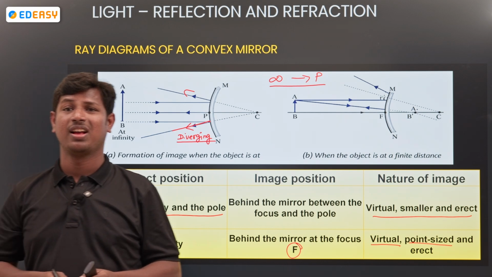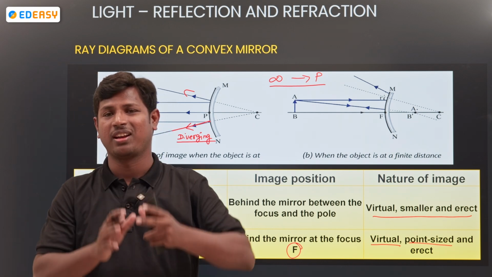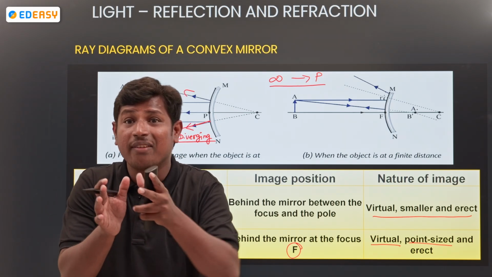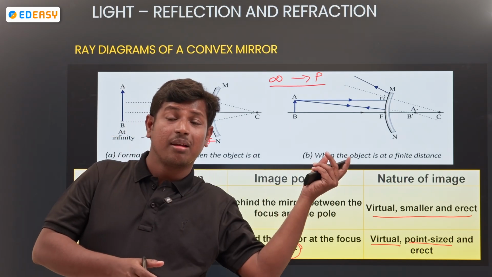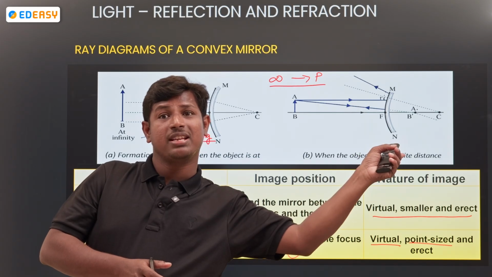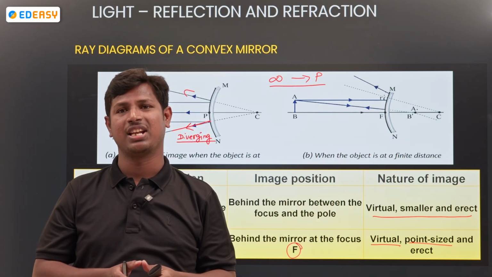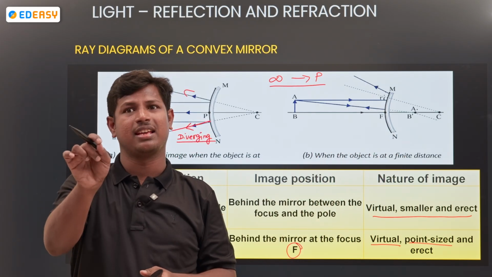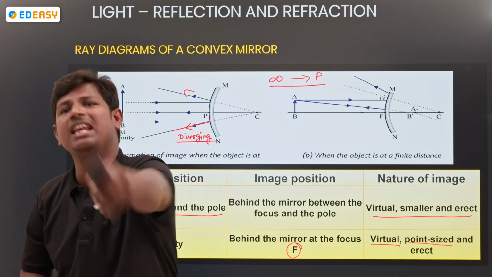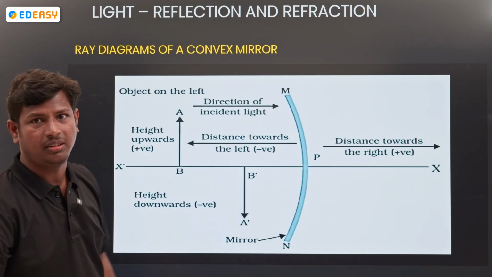Very good. You're following the session very effectively, right? So, where is the object? Between P and F. Where is the image? Behind the mirror, in a concave mirror. What is the nature of the image? Virtual, highly enlarged. Only in that case. In all the remaining cases, a concave mirror forms only a real image. Clear? Next one.